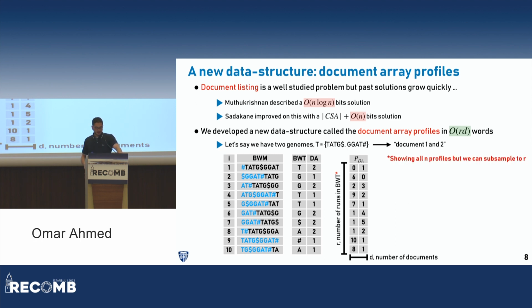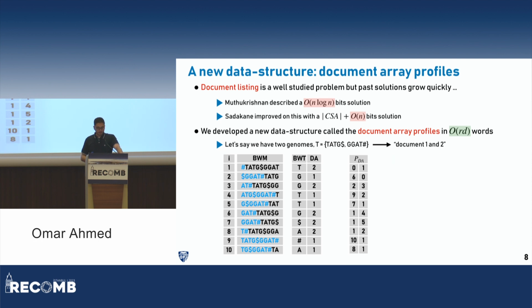So I have a little red asterisk there because I'm actually showing you all N profiles, but in practice we would subsample this to only R profiles. Okay, so now let's try to understand what we're storing in this data structure. It's essentially a matrix of LCP values.